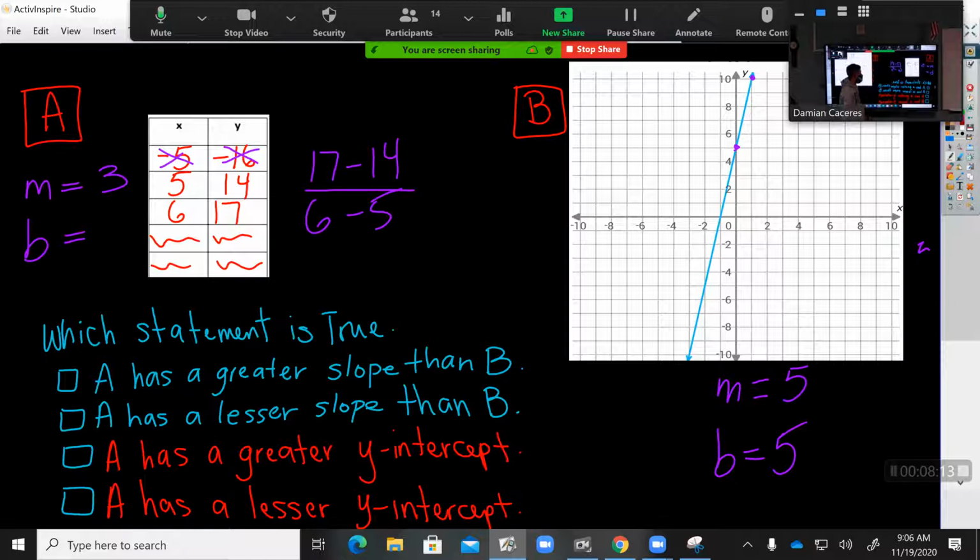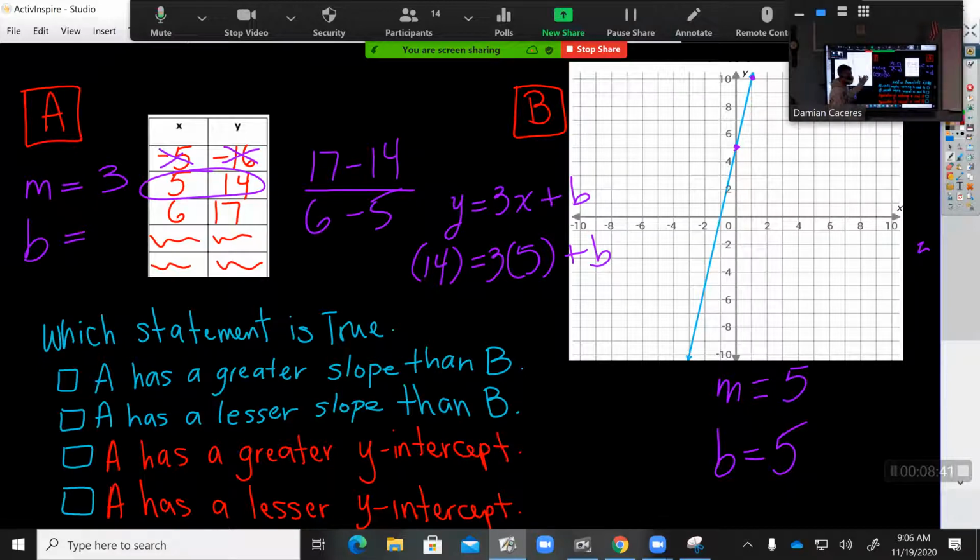Now we need the y-intercept. To find the y-intercept, you just have to write y equals mx plus b, but you replace m with 3, and you replace the y and the x from any of the points in the table. What do you think the easiest points to use are? 5, 14, because those are the smaller numbers. So 14 goes here where the y is, 5 goes where the x is.